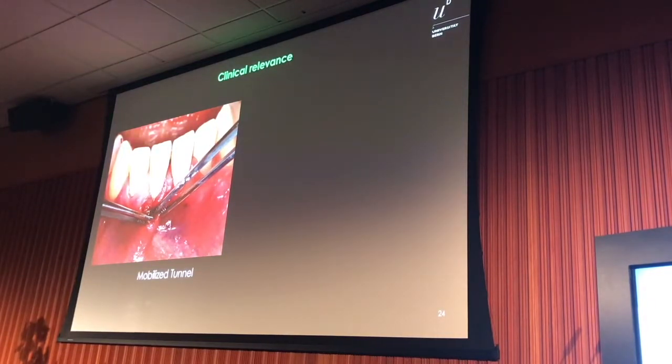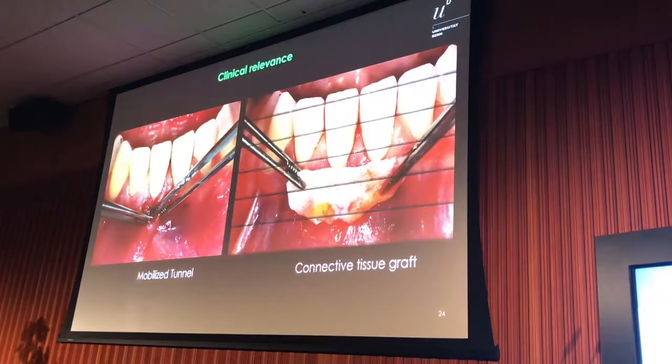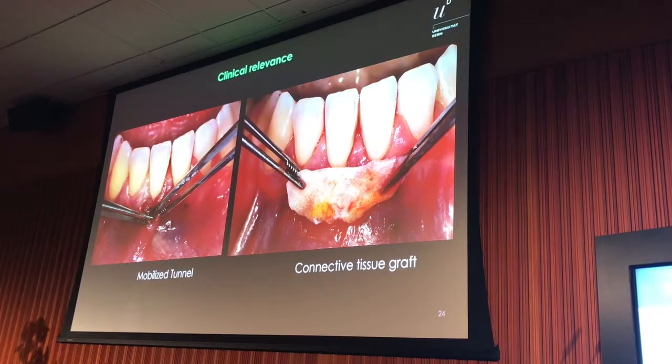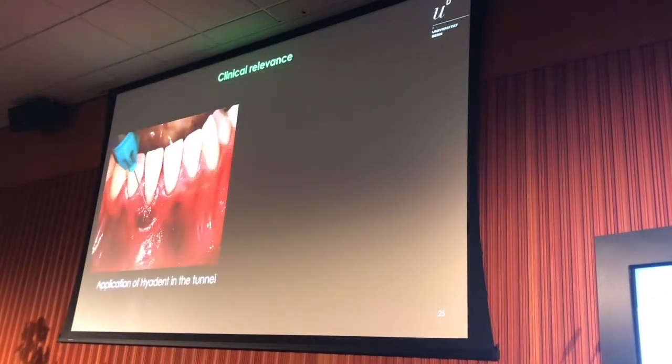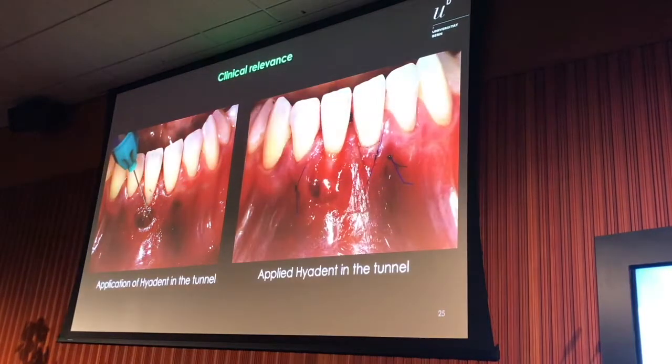And you can see that with this so-called laterally closed tunnel technique that was published 2 weeks ago with Pat Allen together in 24 cases, we can see that we may approach the edges of the wound quite easily. Of course, we use a biologic material like connective tissue graft. And then we apply the hyaluronic acid in the wound. And what has surprised me when I used it for the first time is this picture.